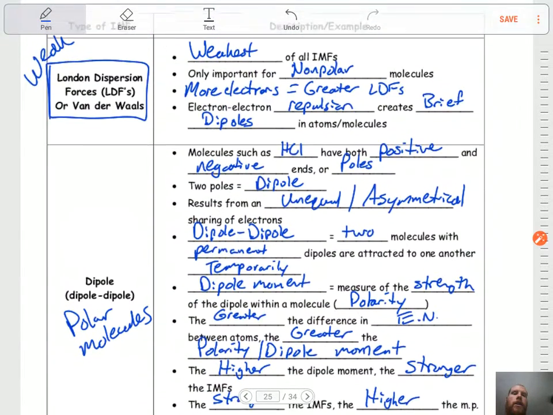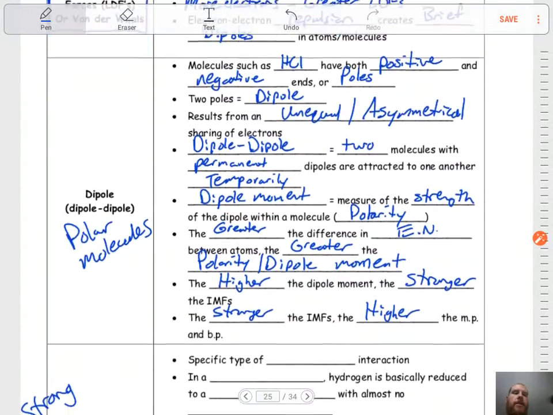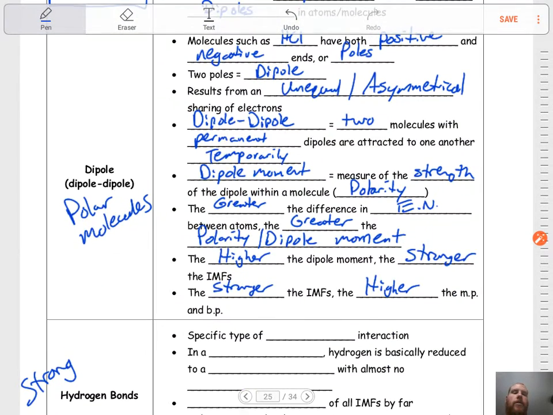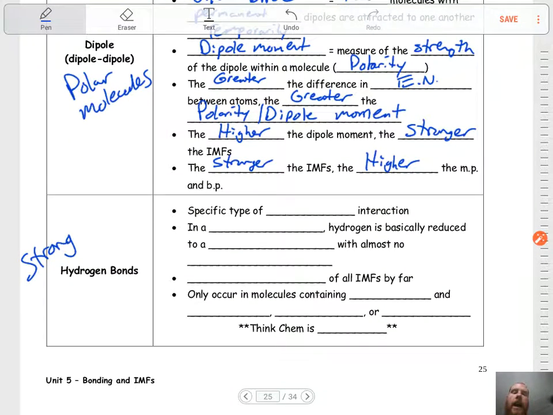All right, so London dispersion, weakest. Okay, nonpolar molecules, dipole-dipole, or with polar molecules, the greater the difference in electronegativity, the stronger the force is going to be. And then the last one here is our hydrogen bonds. Now, this is only a specific type of polar. Okay, so this is really an extreme case of a dipole interaction. So it's a specific type of dipole. All right, so this is when you have a polar bond.